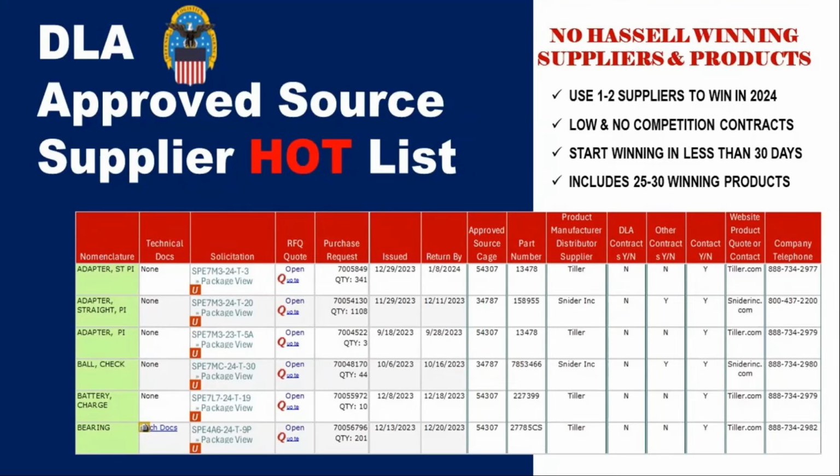We have many approved source supplier hot lists that you can just get as soon as you order it and you can start winning. Those of you that know me, I've been talking about improving and improving and improving this process. So here we go. I look forward to being a part of your success with government contracting. So let's get into it.